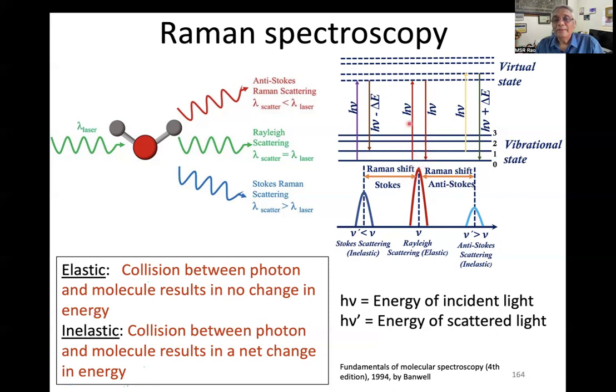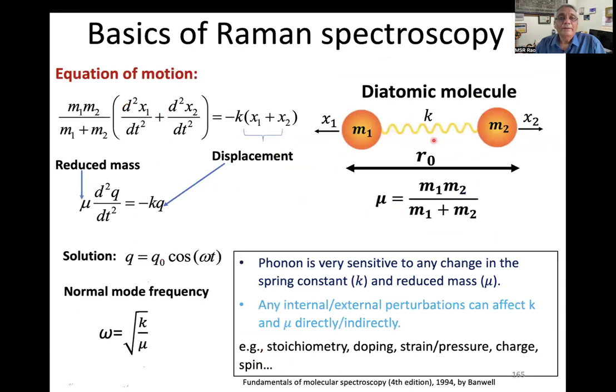So you can easily identify this from the color convention given here. h nu remains as h nu, and here there's a decrease in energy, and there's an increase in energy, right? So h nu minus delta E, h nu plus delta E, and there's no delta E. It's as simple as that. So what are the basics of Raman spectroscopy or Raman scattering?